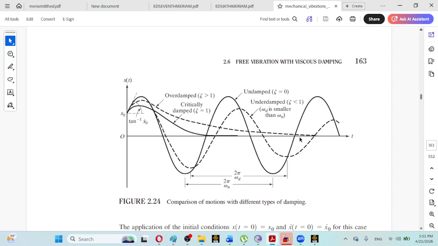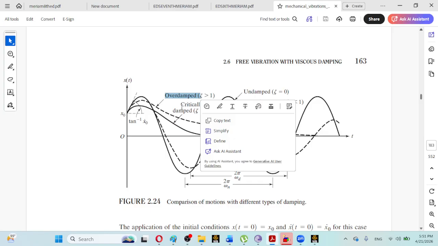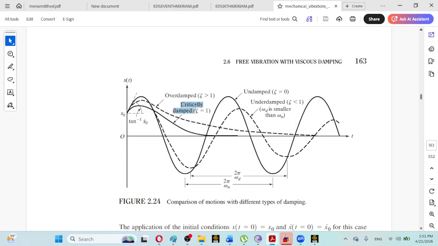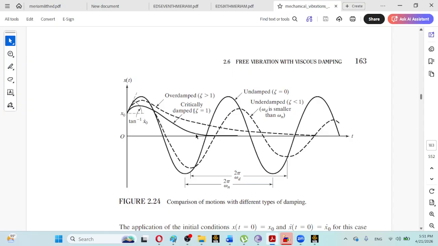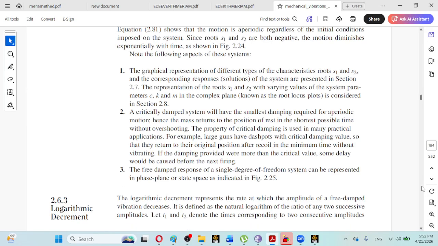By the simple nomenclature, overdamped seems to represent the highest type of damping, the maximum damping, but this is not the case. The highest damping is obtained only in the case of the critical damping constant, because it briskly dampens or lessens the amplitude of the vibration. The same fact is described here: hence the mass returns to the position of rest in the shortest possible time without overshooting.